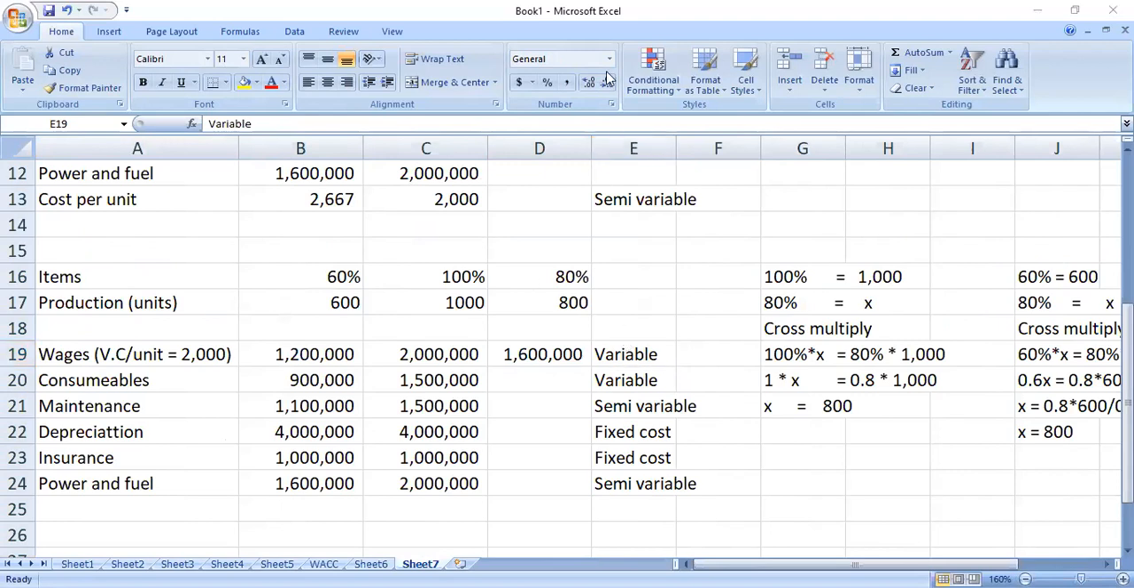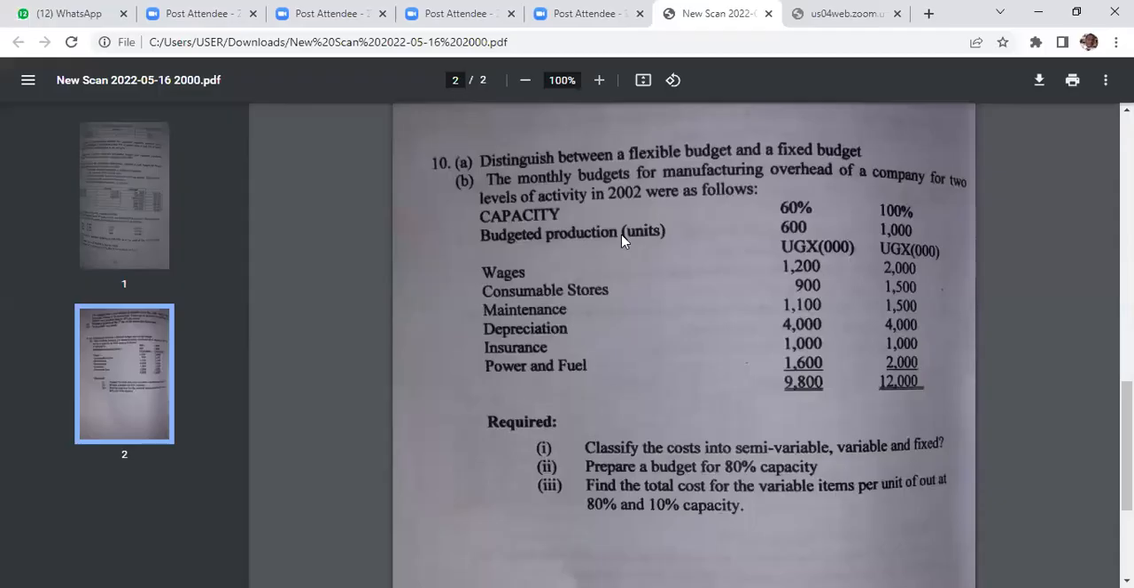Where is the question? I already shared it in the group, even on WhatsApp. I can share it here. Just for you, this is the question. 10A, then B. B wants you to compute, to classify, which I've just done. Then 2 is to prepare a budget for 80% capacity. Okay, and we're saying just flex. So these figures here are the ones that I'm showing you on the side in the budget. Okay, so let's go back.